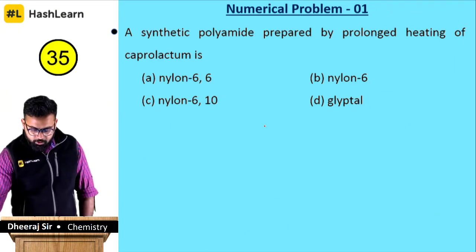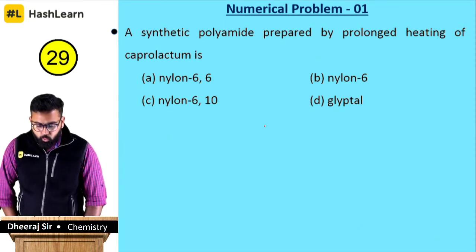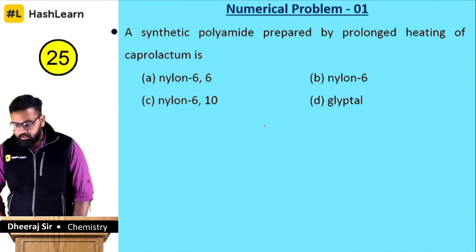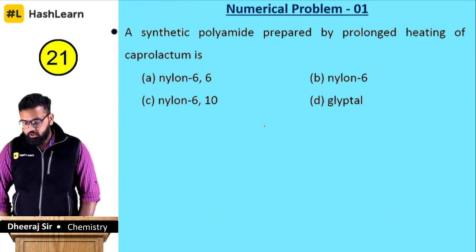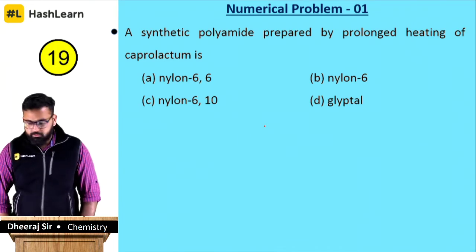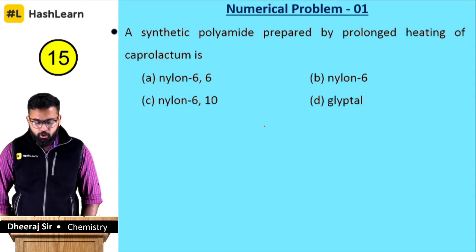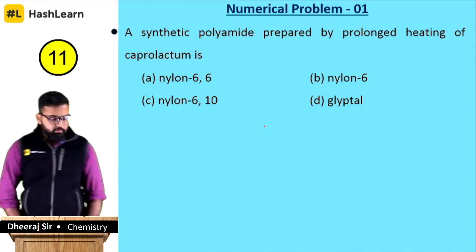So we are dealing with polymers and I'm asking you, if you heat caprolactam for a very long time, what would you get? So I have Shakir joining us and Sanjay. Welcome back Shakir, and warm welcome to you Sanjay. So good evening guys. So try to answer the first question quickly. A synthetic polyamide prepared by prolonged heating of caprolactam. And Peru has also joined us. Good evening Peru.